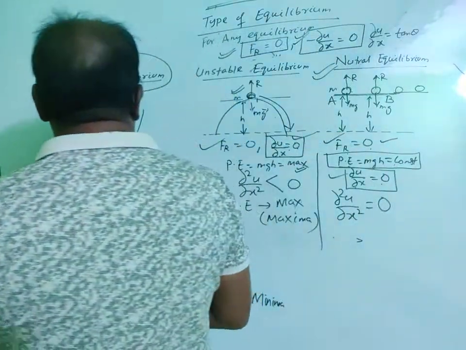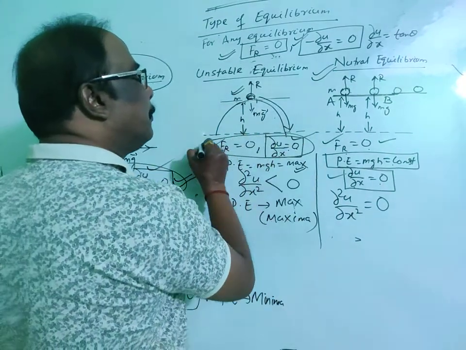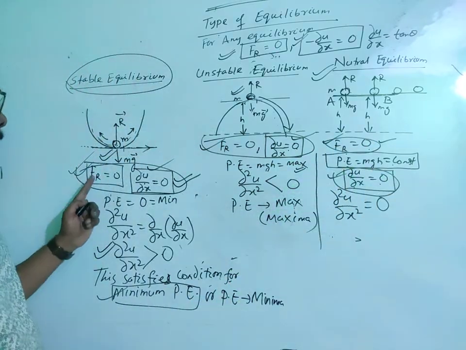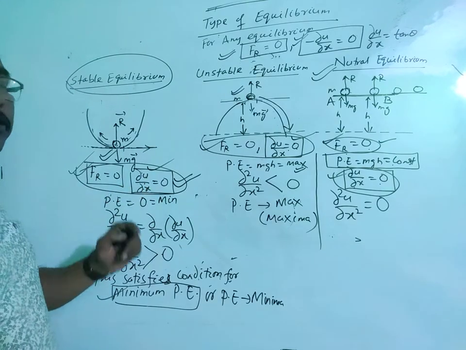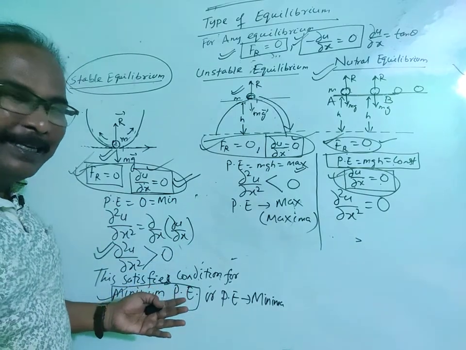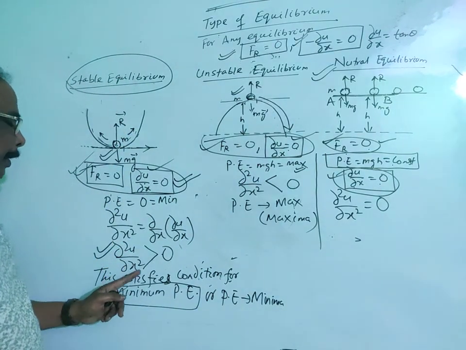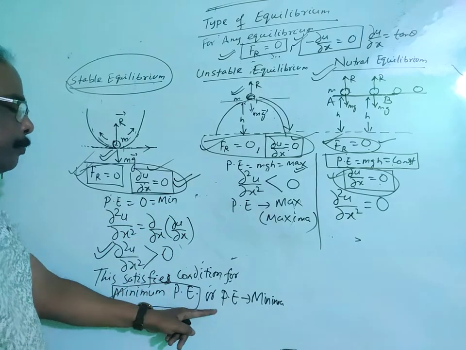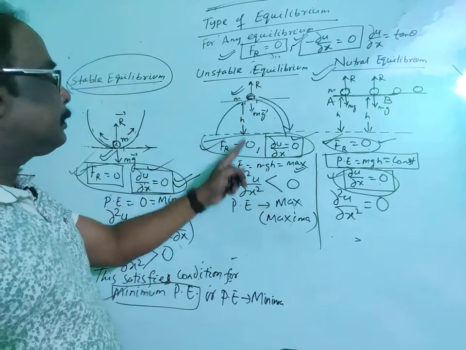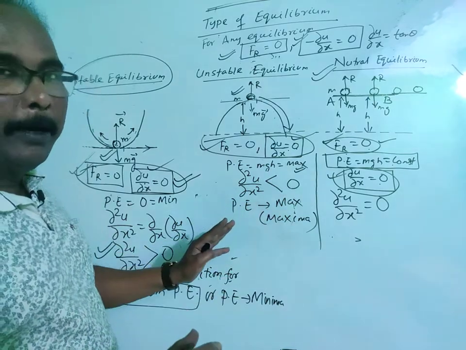Again, these two conditions are general conditions for all types of equilibrium: resultant force is 0, and du by dx or du by dy or du by dz is 0, or in general du by ds is 0. These are general conditions. But for stable equilibrium, d square u by dx square is greater than 0, which implies potential energy is minima. For unstable equilibrium, d square u by dx square is less than 0, so potential energy is maxima.